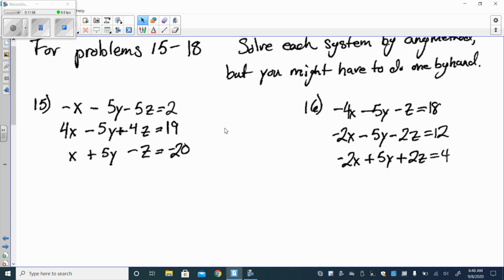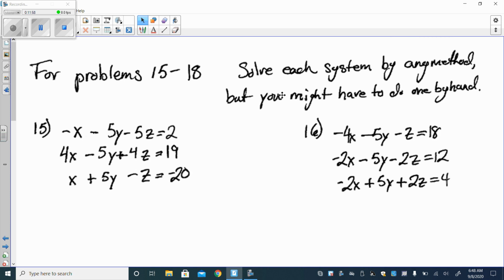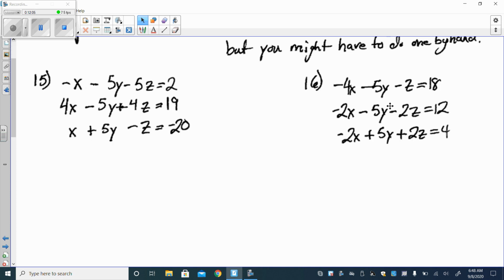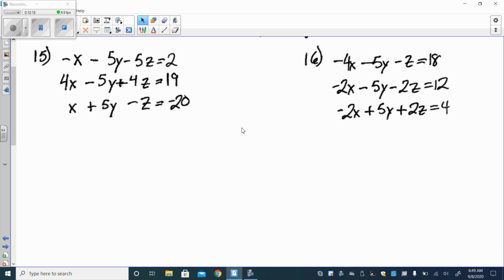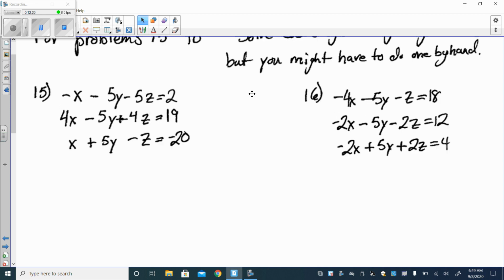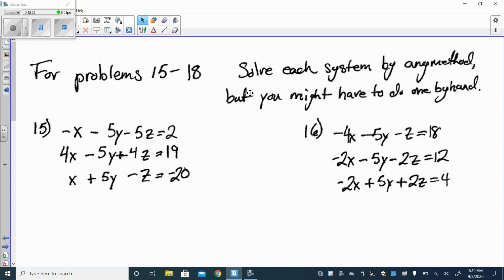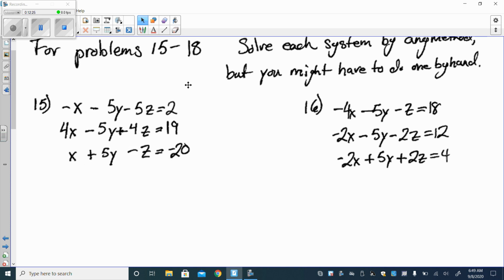So this here says to solve each system by augmentation, by any method. Sorry, I can't read. Solve each system by any method, but you might have to do one by hand. So the one by hand, most likely, if you're taking the paper test, is going to be the bonus. So the bonus question would be the 3 by 3, solving one of these by hand. If there's not a bonus, then you don't have to worry about it. So these here, 15 through 18, you can do by any method.